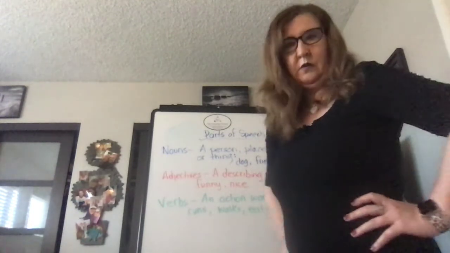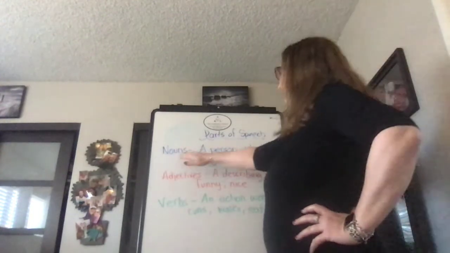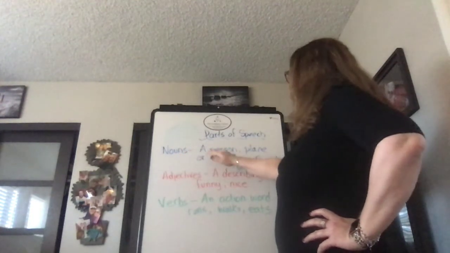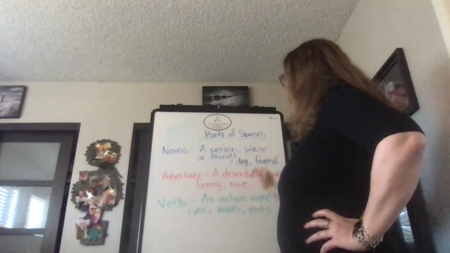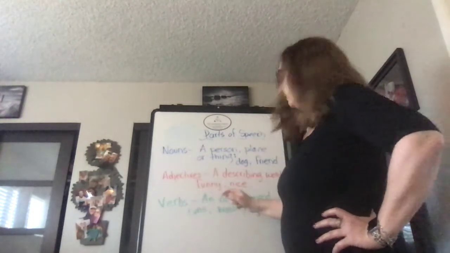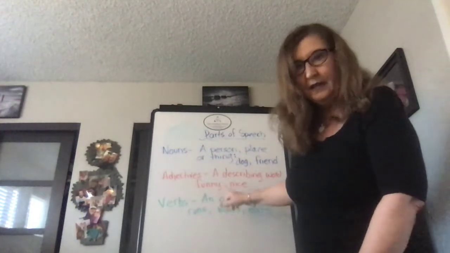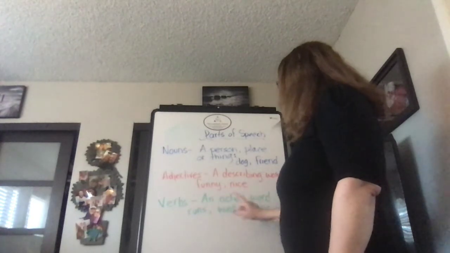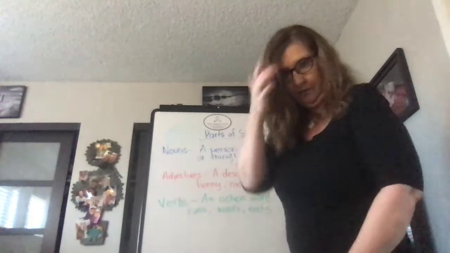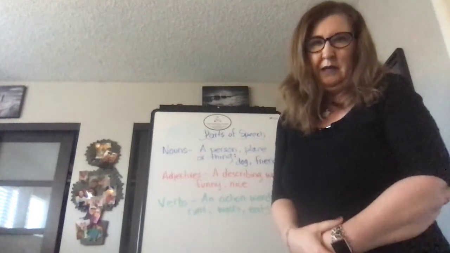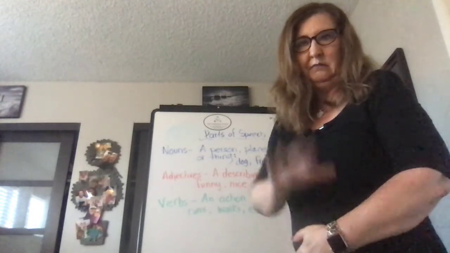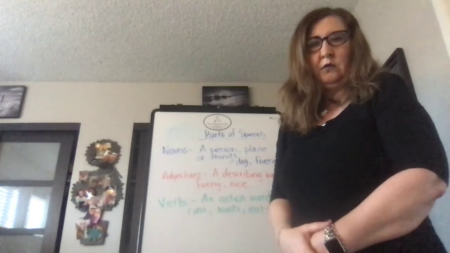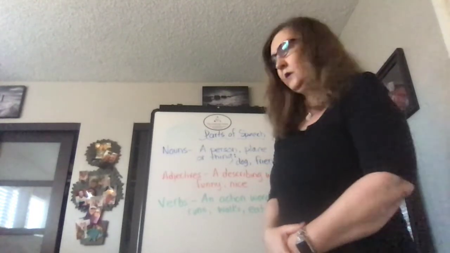So first, let's review our parts of speech. Nouns, which we learned about quite a while ago, are a person, place, or thing, like a dog or a friend. Adjectives are describing words, like funny and nice. Verbs are action words, like runs, walks, or eats. Verbs can also be linking verbs and helping verbs, but we'll talk about that later as you get older. Right now we're just working on action verbs. So we're going to make a chart together.